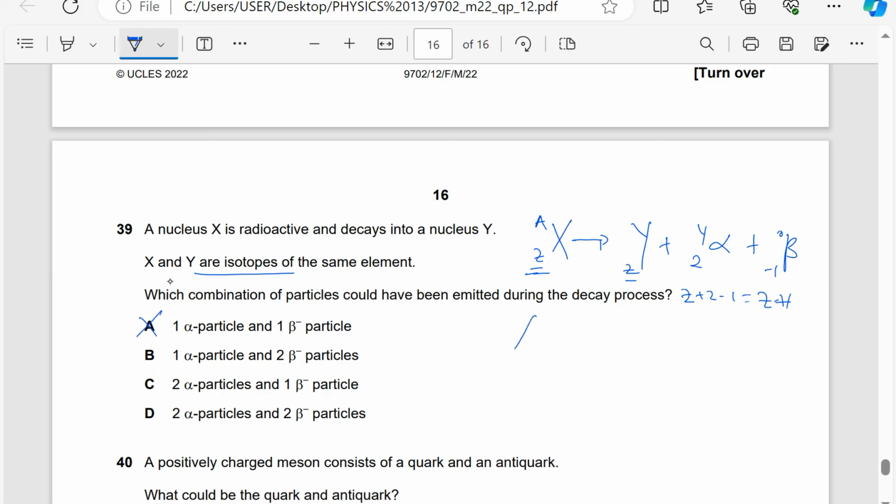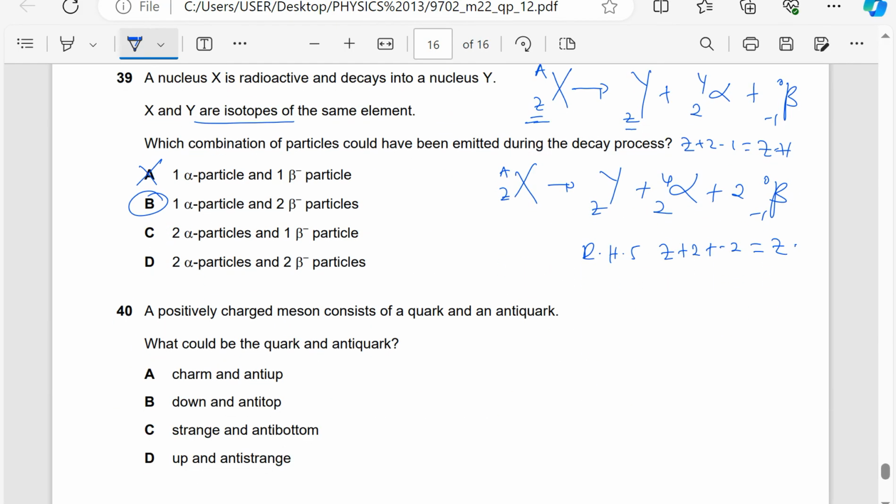The second one, X A Z, should give us Y, where Z remains the same, plus 1 alpha particle, which is alpha 4 2, plus 2 beta particles, which is twice beta 0 minus 1. Let's check on the right hand side to see if we remain with Z. We have Z plus 2 times negative 1, which is negative 2, plus 2, which is Z. So the proton number is conserved, so the answer is going to be B. Because they're isotopes, the proton number should remain the same.